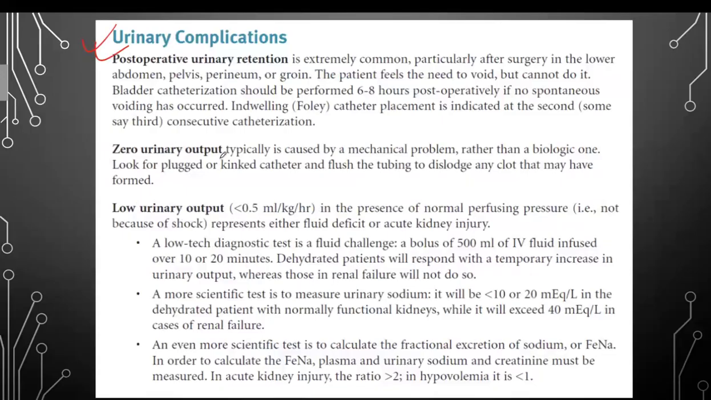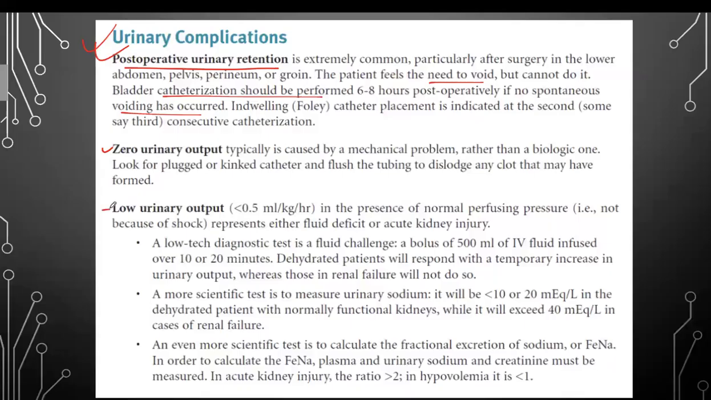Urinary complication, very important for exam. Many patients after having a surgery can have urinary difficulty, right? It's very common. So one, that patient has developed post-operative urinary retention, which is extremely common, particularly after surgery in the lower abdomen and pelvis. The patient feels that he or she wants to void but cannot do it. So if within 6 to 8 hours after operation, the patient was not able to void, ideally we put the patient on catheter. So catheterization should be performed 6 to 8 hours post-operatively if no spontaneous voiding has occurred.